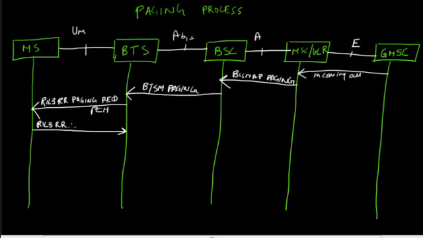RIL3 RR radio resource channel request message. Now this message, as you all know, is sent on the random access channel. So it goes to the BTS. The BTS from here sends a BTSM channel required message to the BSC.